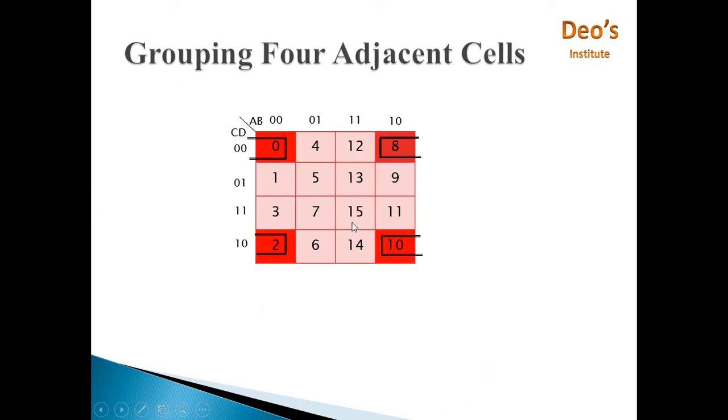Now, as the first row is adjacent to the last row and the first column is adjacent to the last column, we have one more group of four adjacent cells, that is the four corners: 0, 2, 8, 14. They are adjacent to each other, so we can group the four corners in one group.